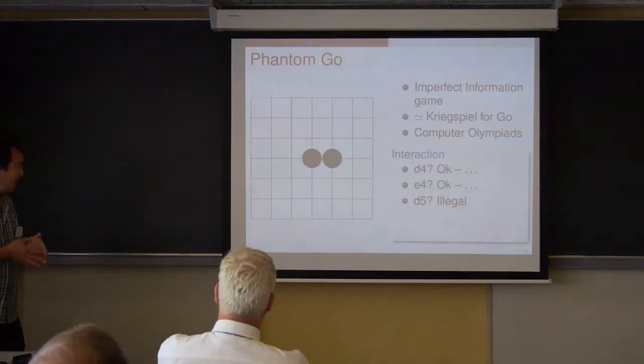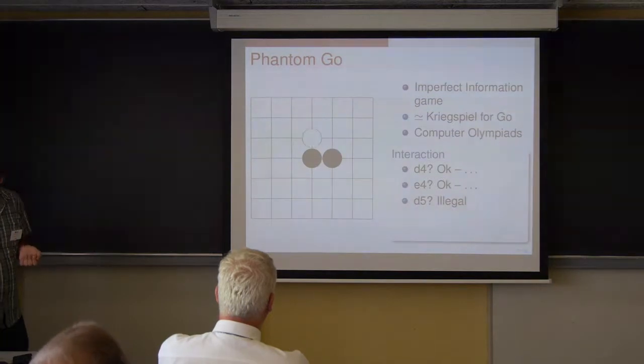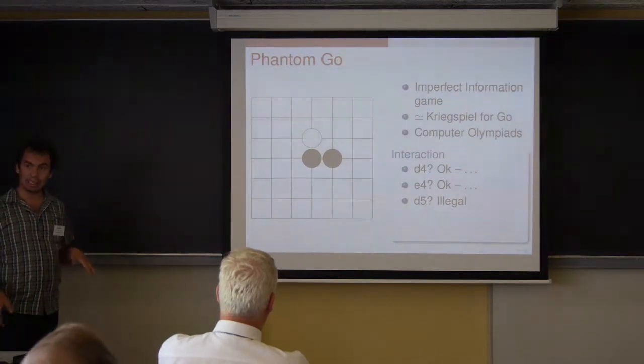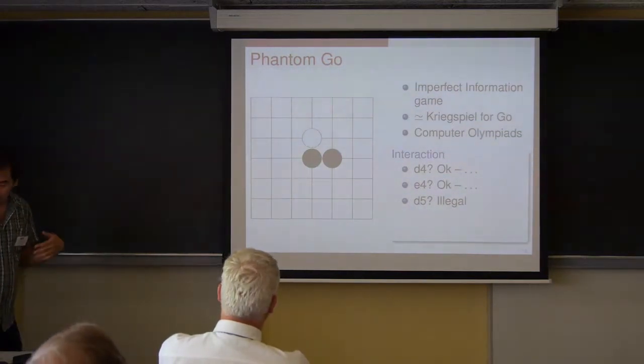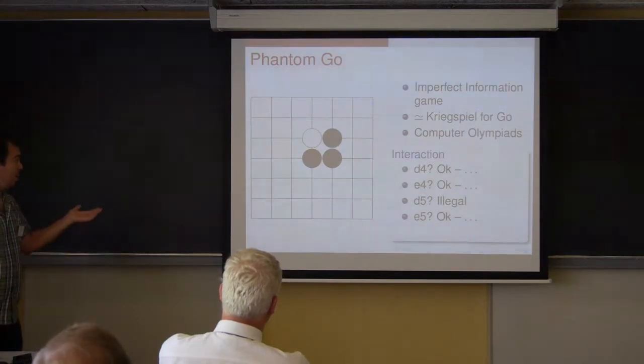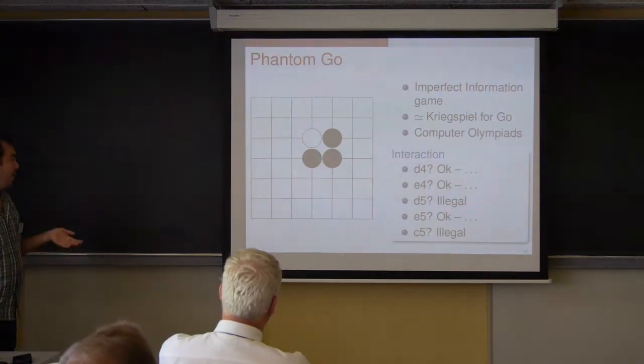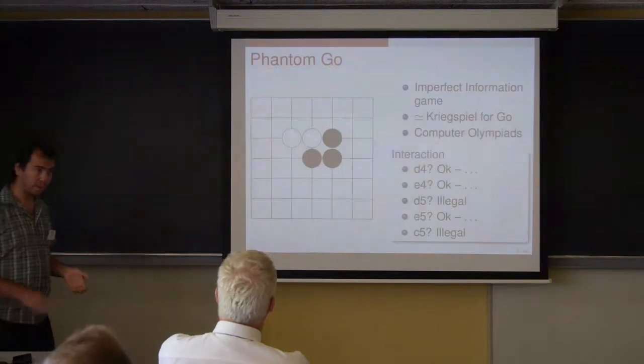When the black player gets such information, the black player can deduce that there is a white stone there. So that's gaining information. And then the game goes on. I suggest to play on E5. Yes, you can. C5, no, it's illegal, and so on and so forth.